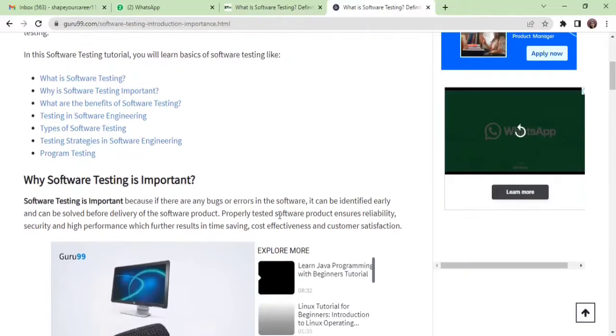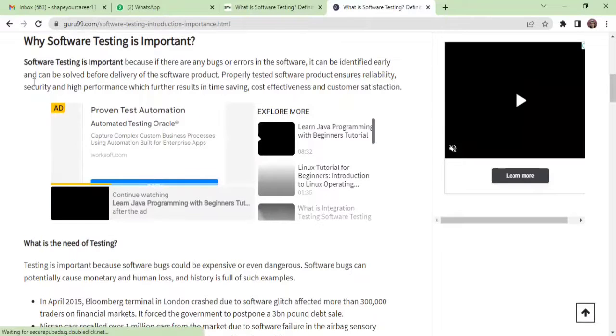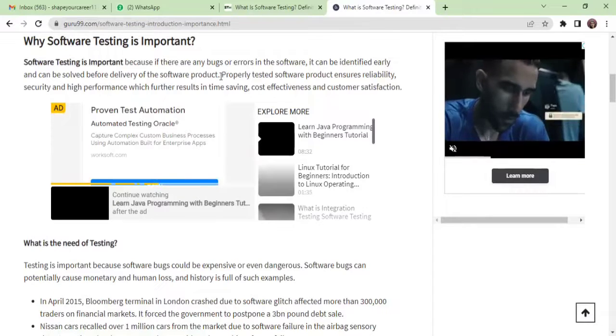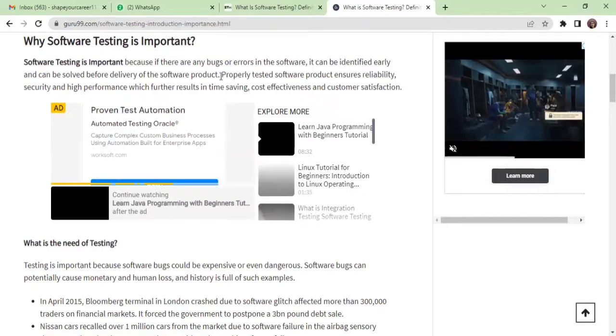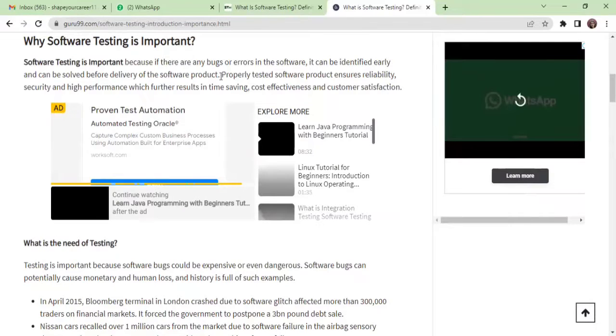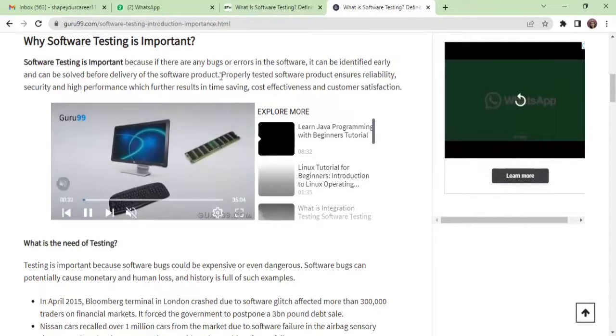Okay, so now why is software testing important? Because you will have to remove the bugs. If there is any bug in the software and it is identified early, it can be solved before the delivery of the software product. If you are delivering the wrong product to the company, there will be maintenance, there will be cost, there will be resources involved, and so many things. Okay, that's why there is a lot of importance to resolving defects early, if they are there.